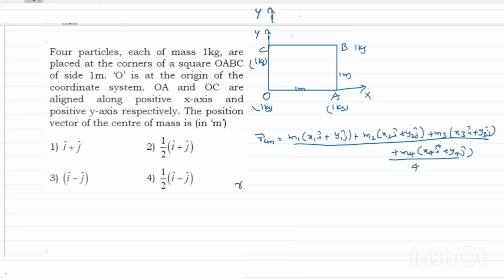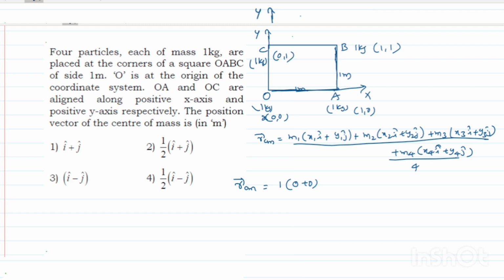Then you just put all the values here. M1 is 1 kg, with x1, y1 values as 0 plus 0. The coordinates are 0, 0 for the first point, 1, 0 for the second, and 1, 1 for the third, which is 1 meter along the x-axis and 1 meter along the y-axis, and this one is 0, 1.